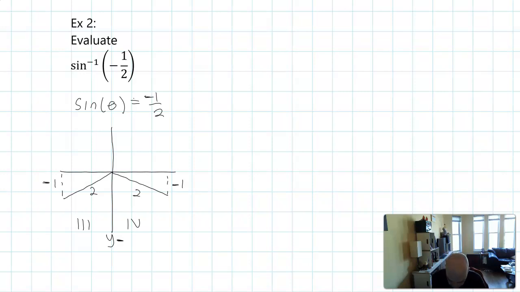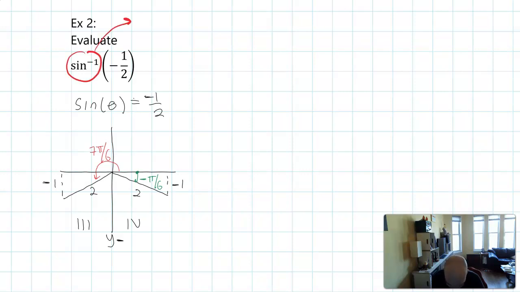So those angles would be, well, this first angle that I draw, that would be 7 pi over 6. And the second angle I draw, I'm going to go the shortest distance around, so we're going to say that's -pi over 6. Instead of going all the way around to 11 pi over 6, we're going to say -pi over 6. Because I'm trying to evaluate sine inverse, I'm not just trying to solve this equation.